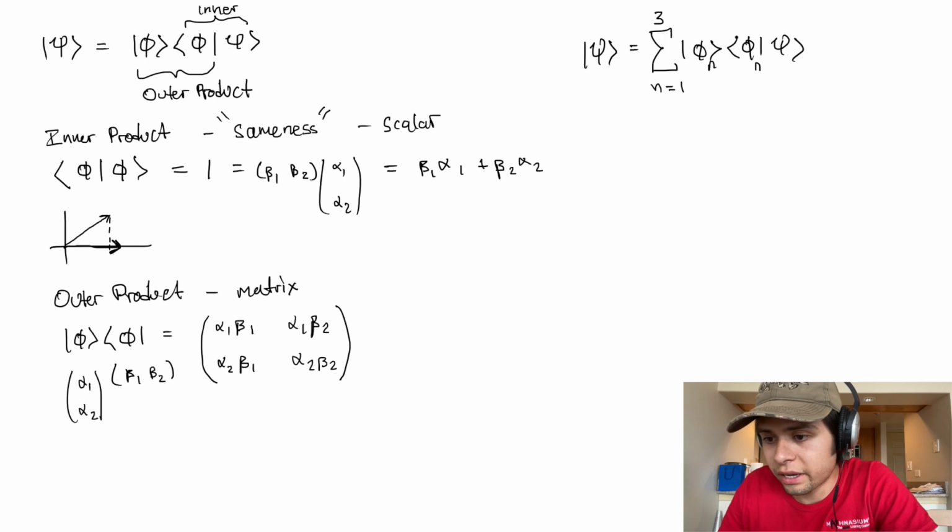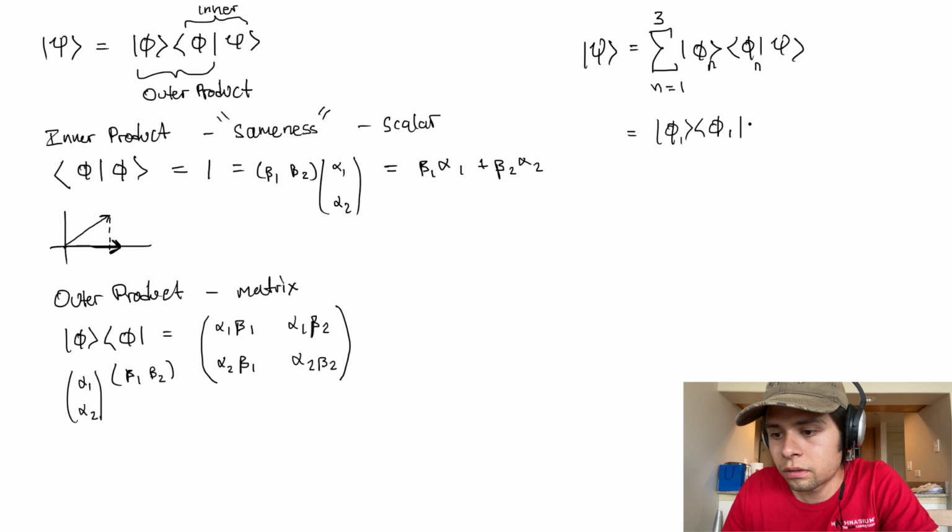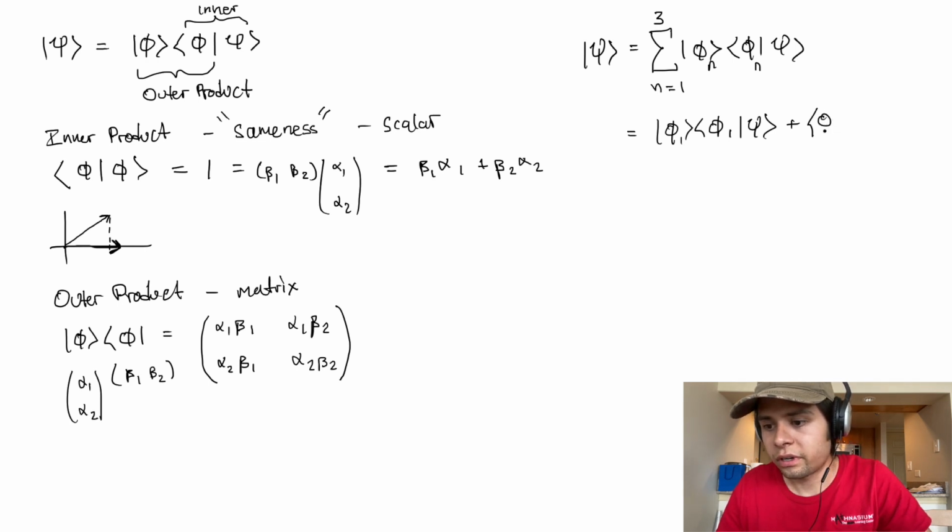So again, what do we have here? We have an inner product and an outer product, and this all helps us in understanding this complex state here. And when we're summing, this is basically the same thing as 1, 1, like that, plus 2, nope, that's the wrong way.